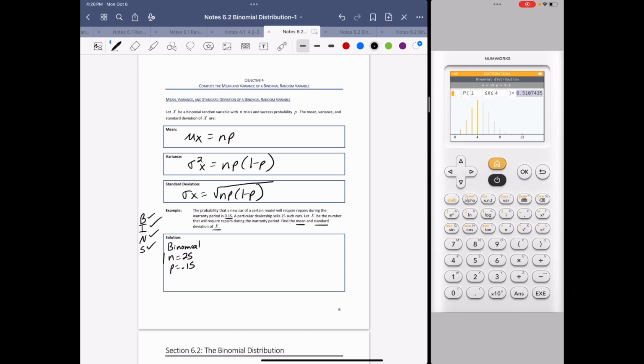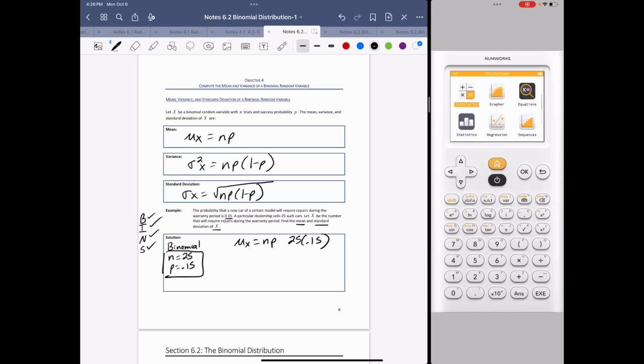All right, so here's what I want. Mu of X, I think you do better if you write the formula, is N times P, which is 25 times 0.15. Go back into just regular calculator, and I'm going to do 25 times 0.15. All right, and I'm going to get mu of X is 3.75 repairs. And remember, you do not round these.